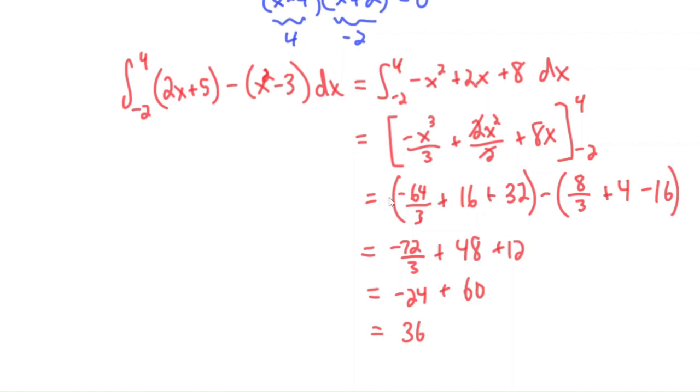And one of the important things in this whole process is to keep track of all the negatives. Make sure you put parentheses around this. Make sure you keep track of any negatives because that could be an easy place to make a mistake. So our final answer is 36, or 36 square units.